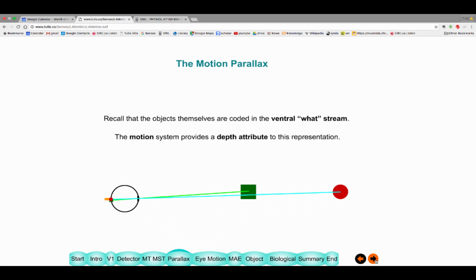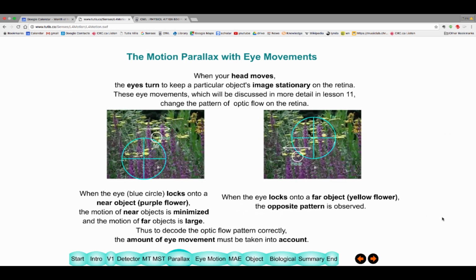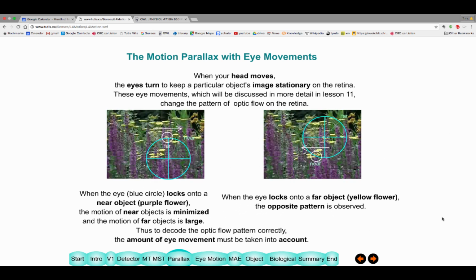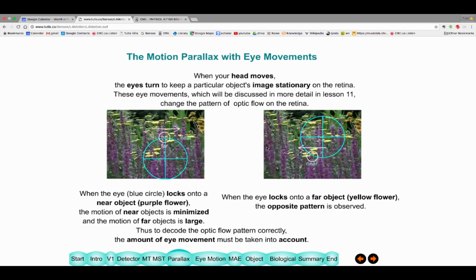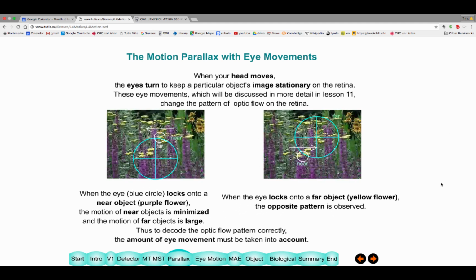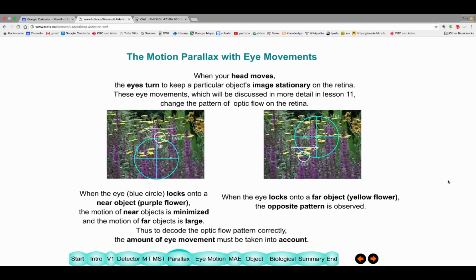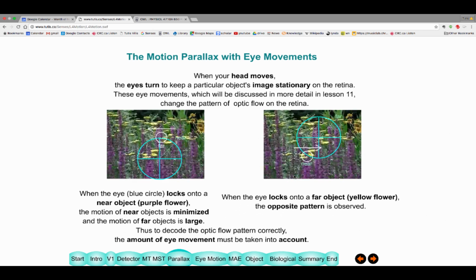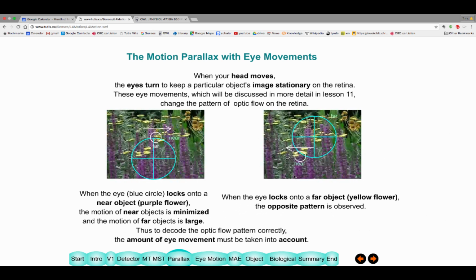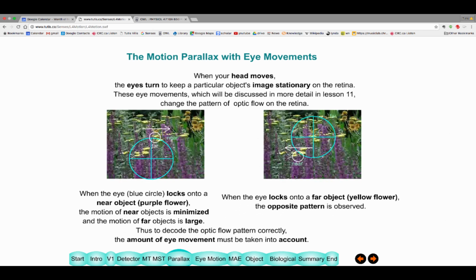Anyways, this gives you a depth attribute to that motion. Now, one of the complicating factors is that the eyes move. So often, when you're looking at something like this, and move your head back and forth, you'll be staring at one of these objects. And when you stare at one of these objects, your eyes pursue it back and forth. Your eyes keep pointing to it.